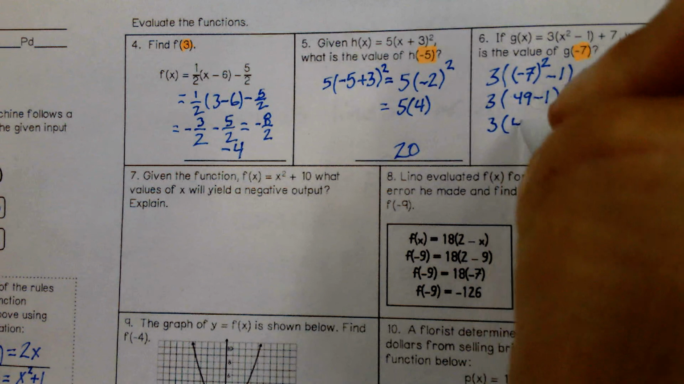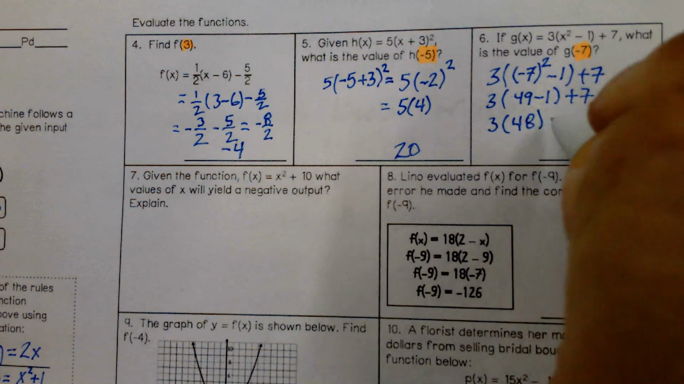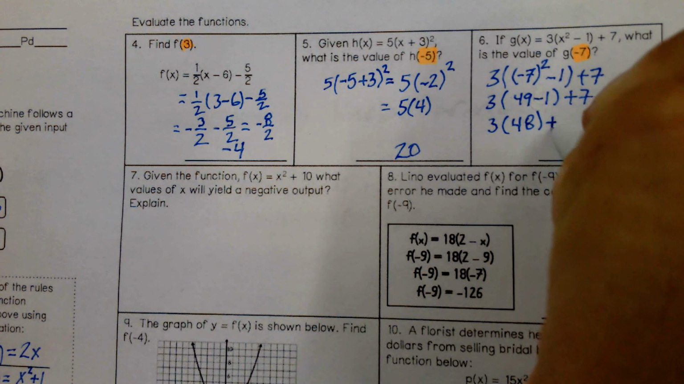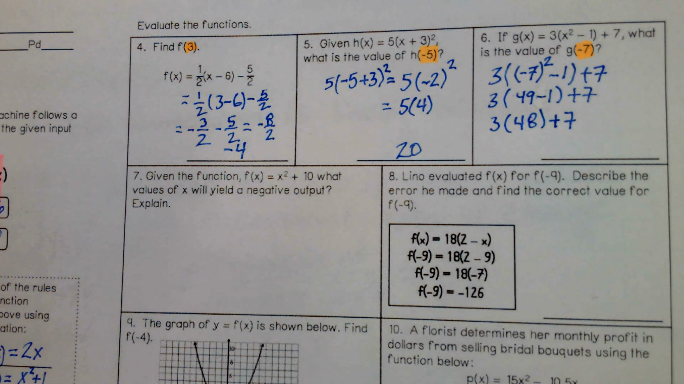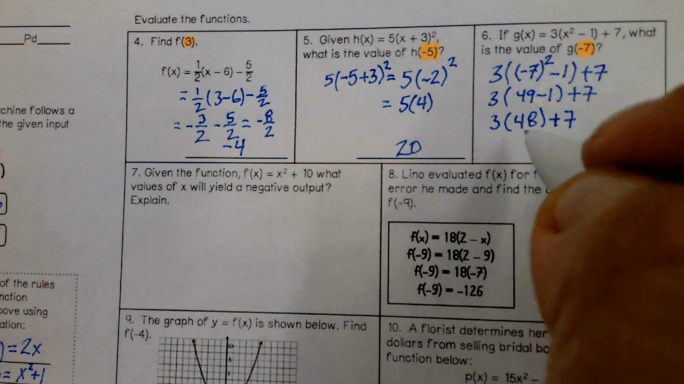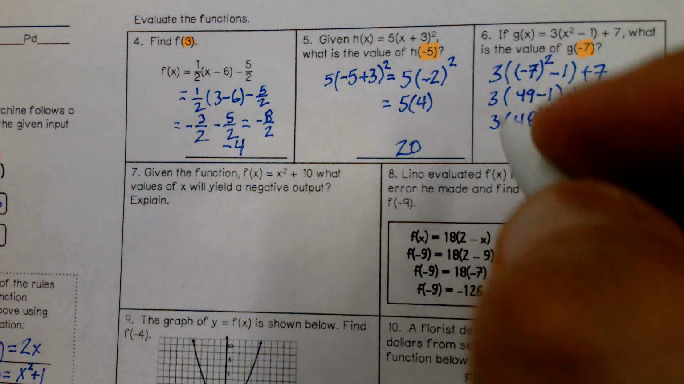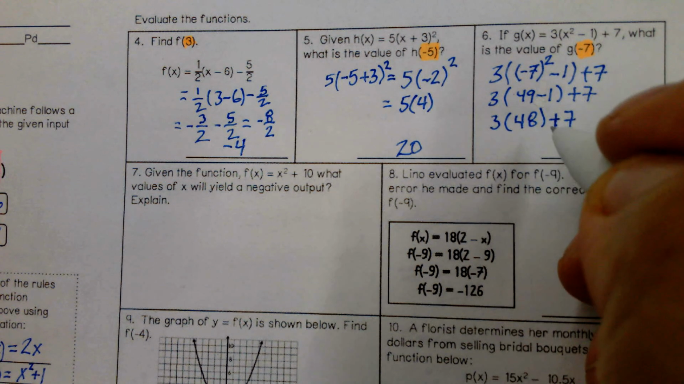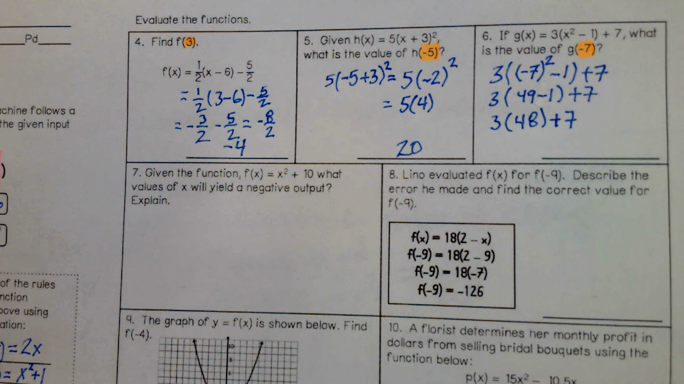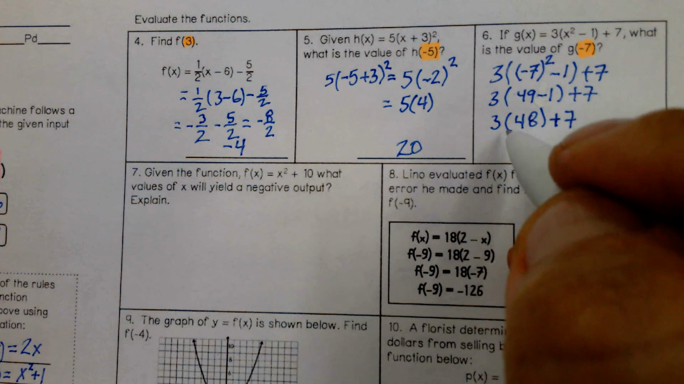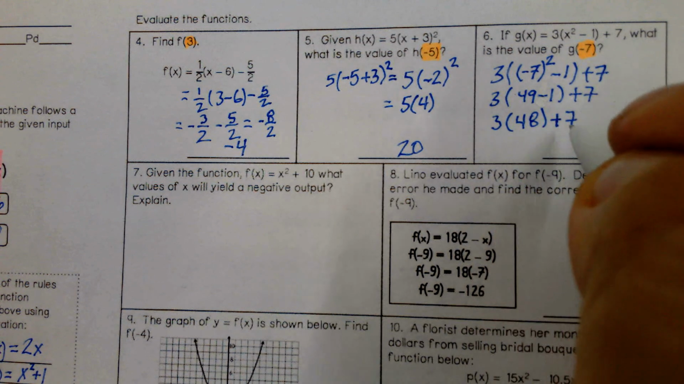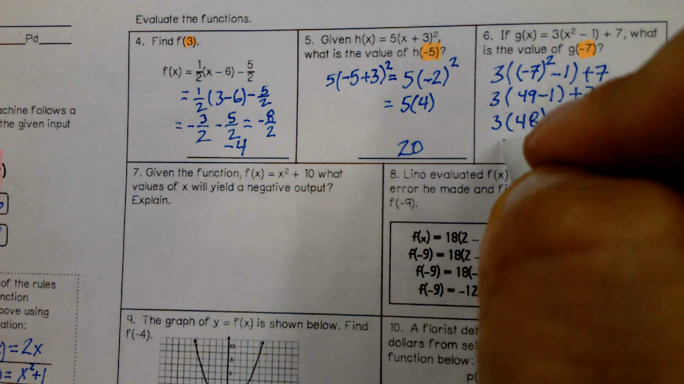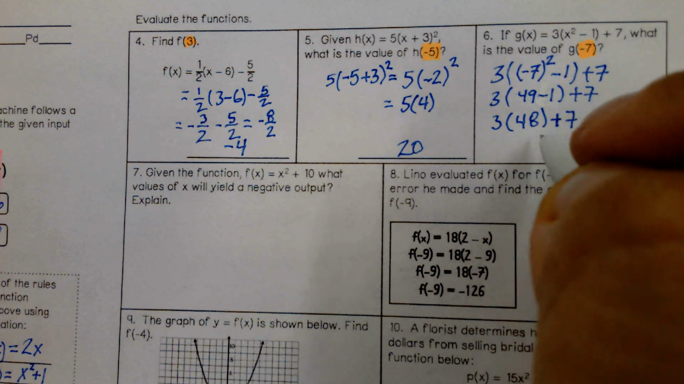3 times 48, and then plus 7. Okay, and so that's going to be 3 times 48. 144, and then you add 7, you get 151.